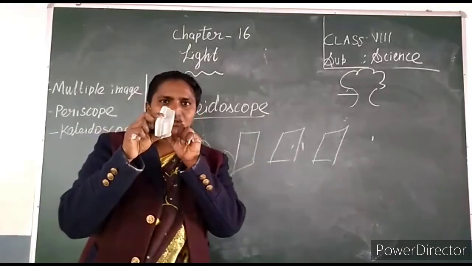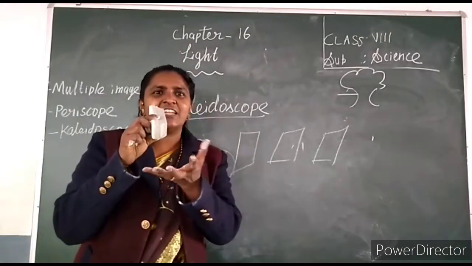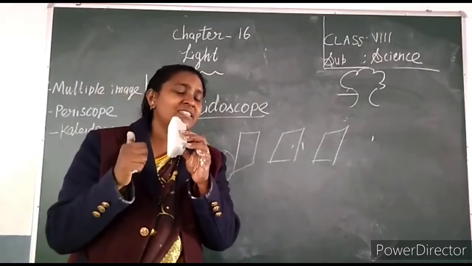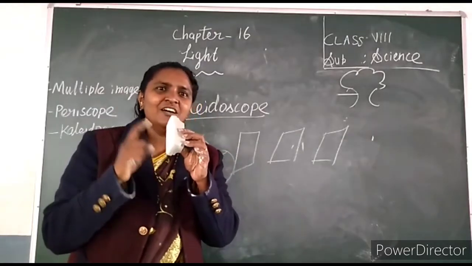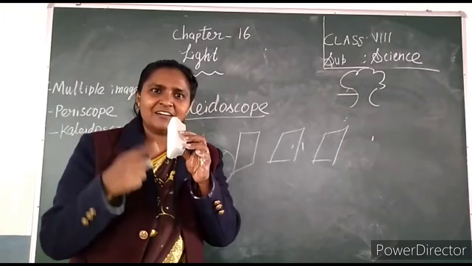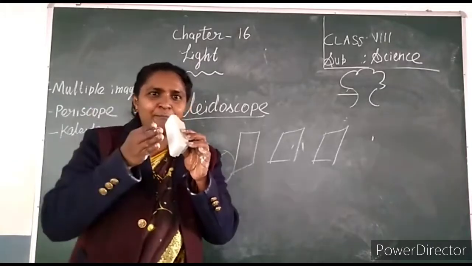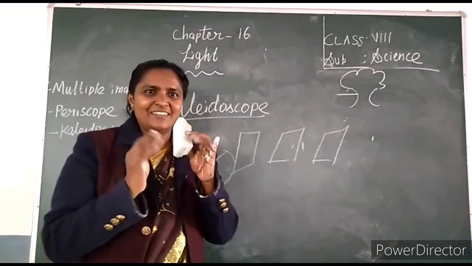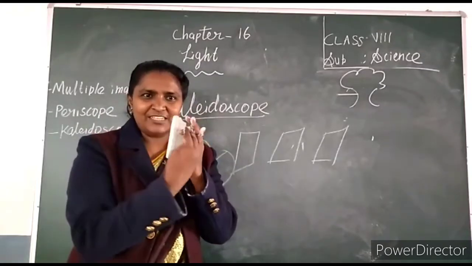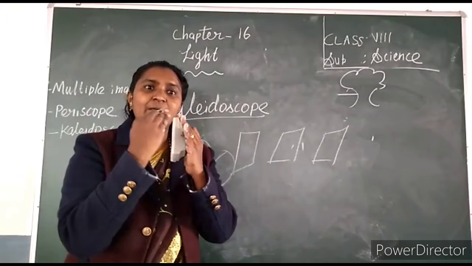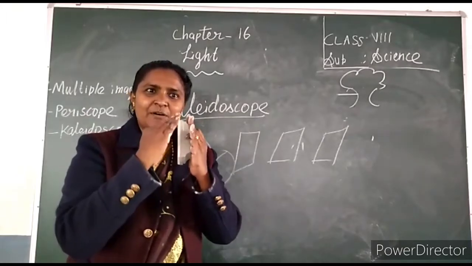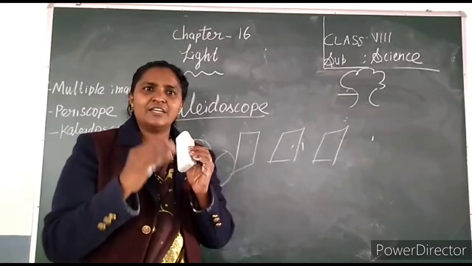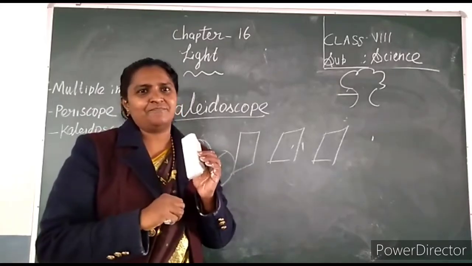Now when you see through the hole, you can see different patterns. Why do you see that? Why does it happen? Because of the law of multiple reflection. Because 3 plane mirrors are around. They are joined together. Like a prism, it is made with the help of 3 plane mirrors. Because of this, they undergo multiple reflection.